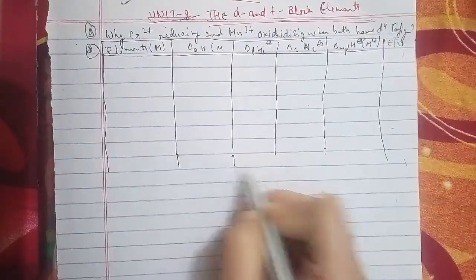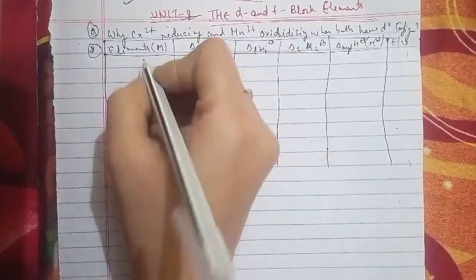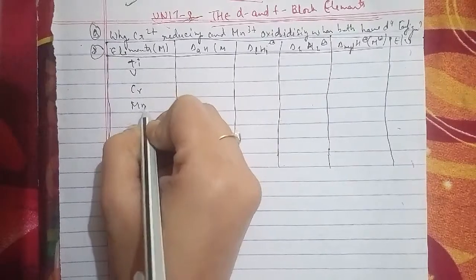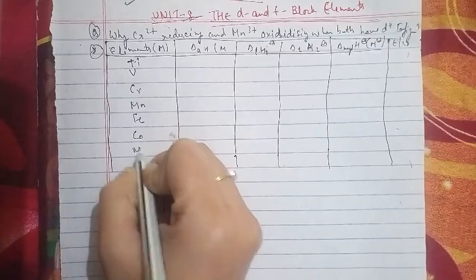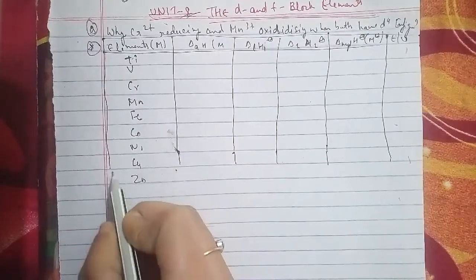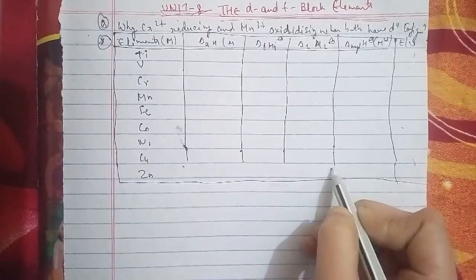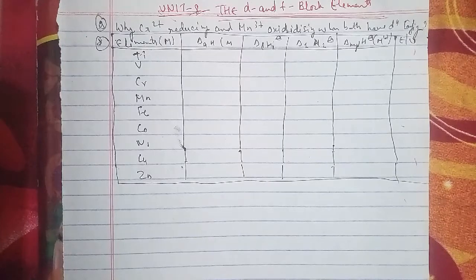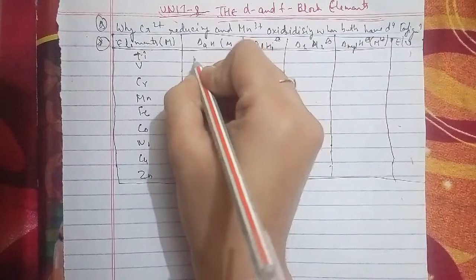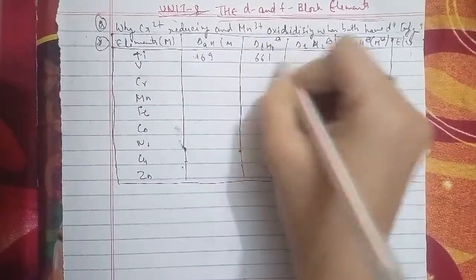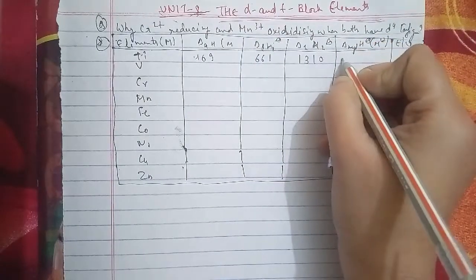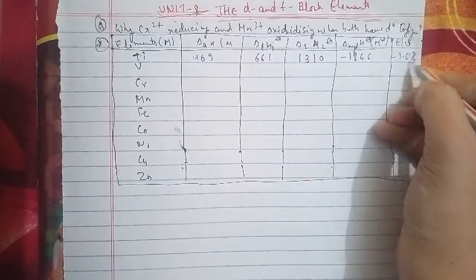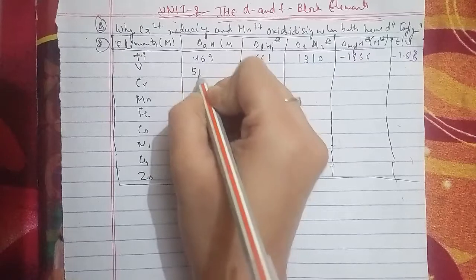Now for the same, this is for Ti, V, Cr, Mn, Fe, Co, Ni, Cu, Zn. For these we have to find out the values. For Ti, the enthalpy of atomisation is 469, then 661, 1310, minus 1866, and minus 1.63. For V, we have 515, 648, 1370, minus 1895, and minus 1.18.